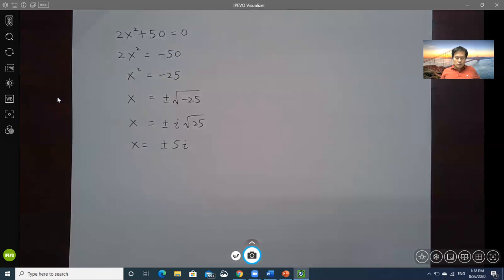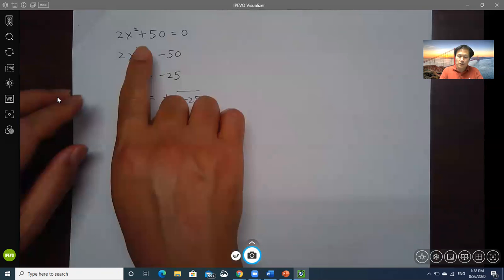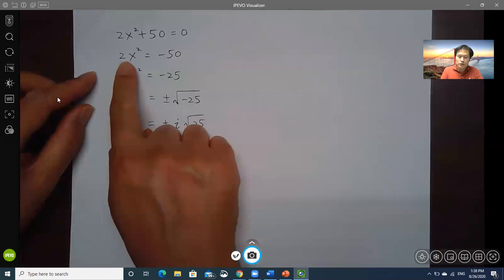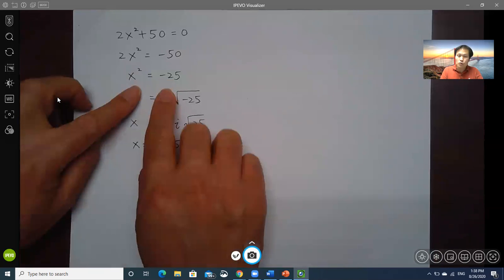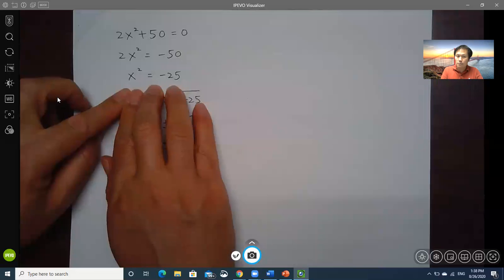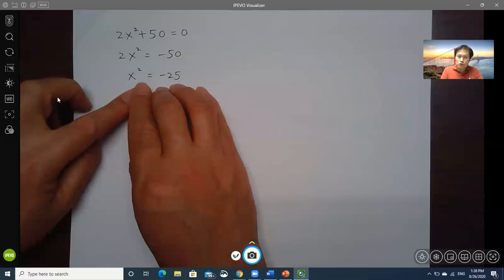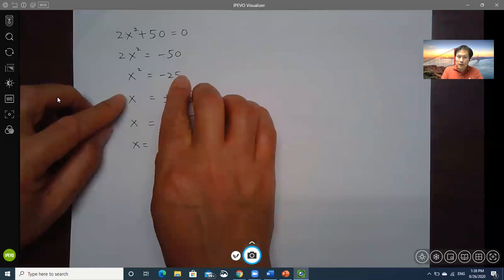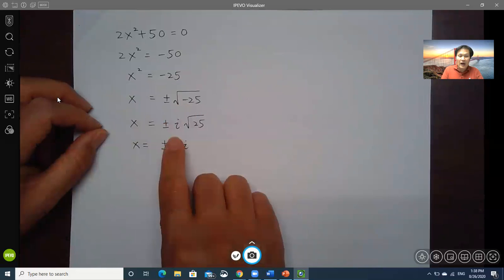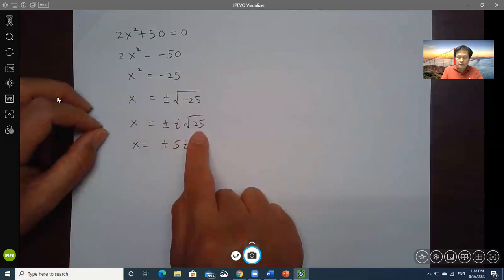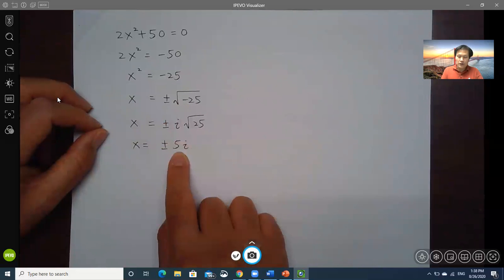Here's my work. Minus 50 both sides. Divide by 2, divide by 2. x squared equals minus 25. Right, then you should know the answer is not going to be a real number. Take the square root of both sides. Don't forget the minus. Minus inside the root, take it out as i. Square root of 25 is 5. Final answer.